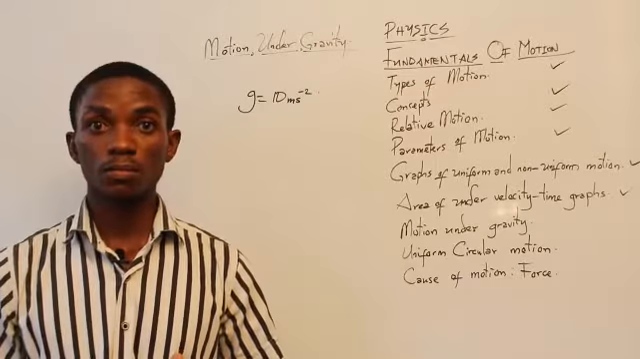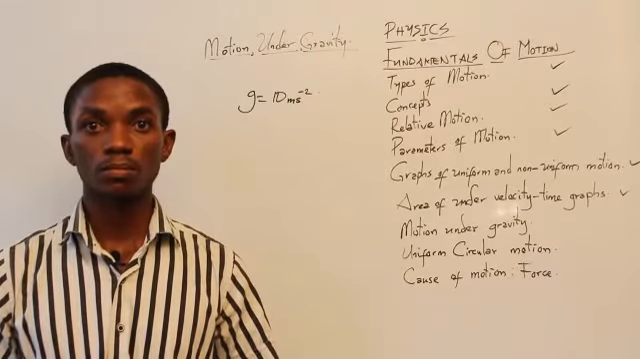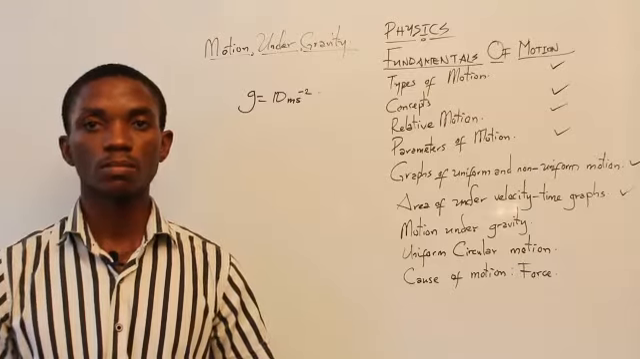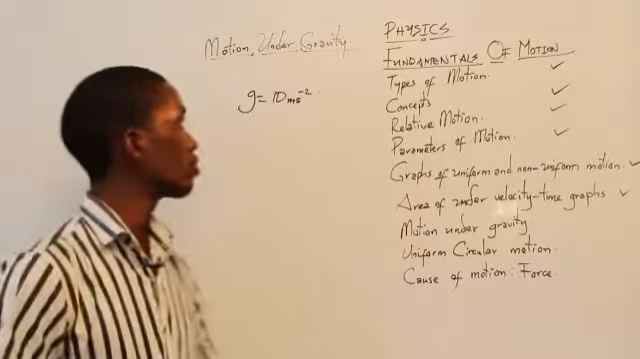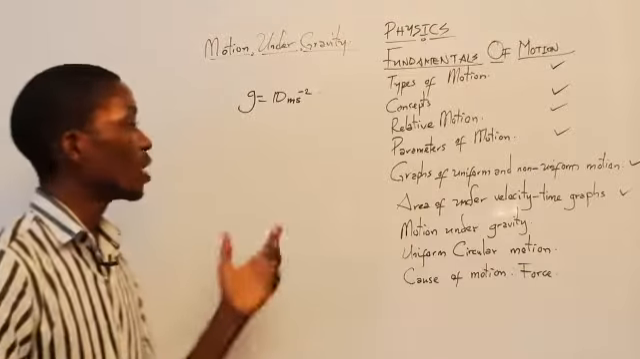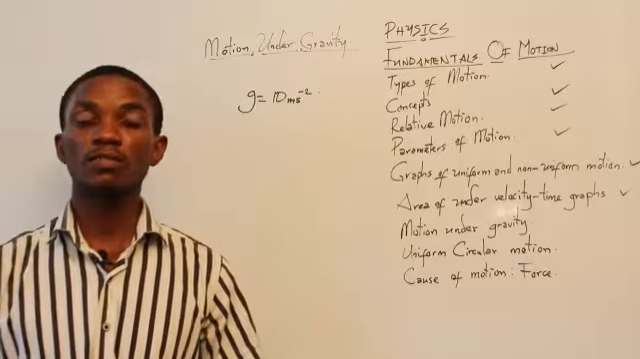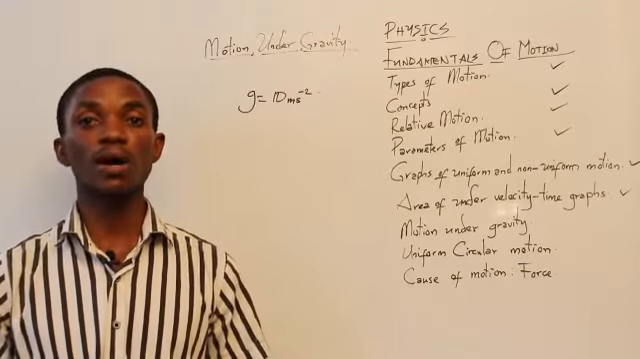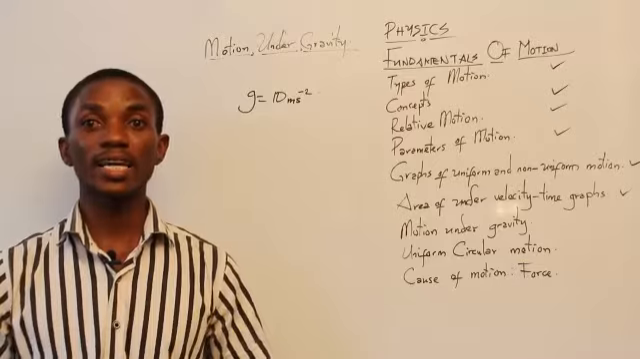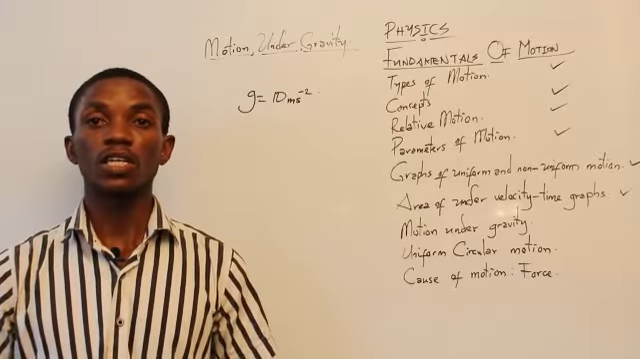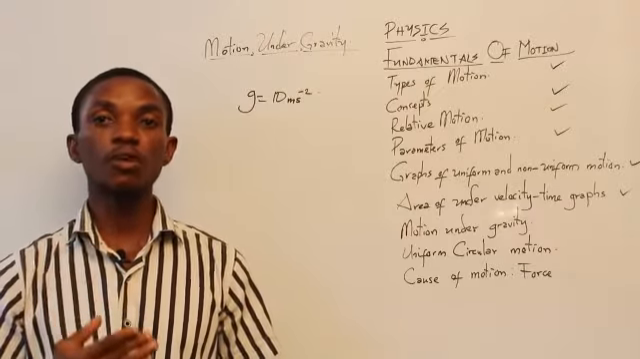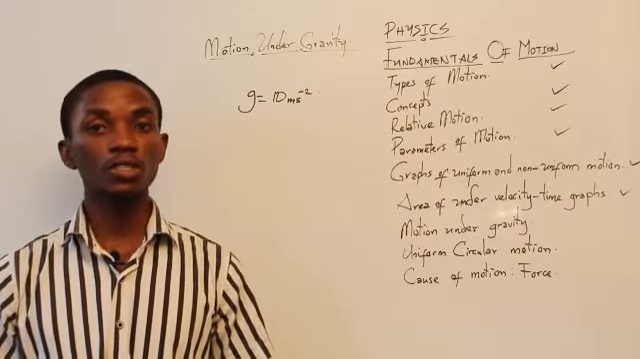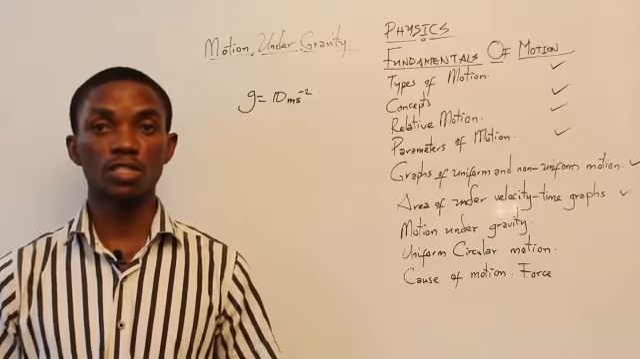Motion under gravity. When a body is actually falling, free fall from a particular location to the ground or from a particular height to the floor, it falls at a uniform acceleration and not with a uniform velocity.